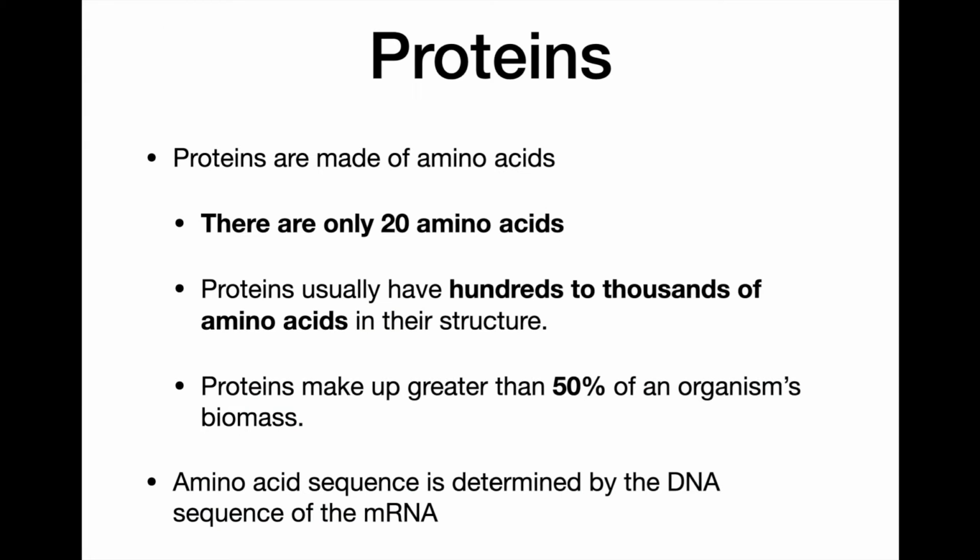So proteins, what are they composed of? They're made of amino acids. There are only 20 amino acids that actually code for functional proteins. Proteins usually have hundreds to thousands of amino acids in their structures, and they make up greater than 50% of an organism's biomass. The amino acid sequence is determined by the DNA sequence of the mRNA. So in protein language, there are 20 letters in the protein alphabet, and they can build millions of different proteins with only 20 different letters, just like we can have millions of different words with only 26 letters in the alphabet.